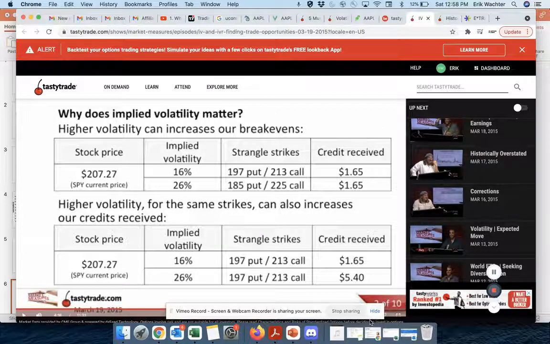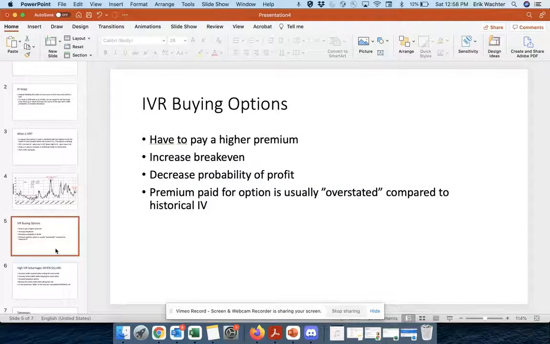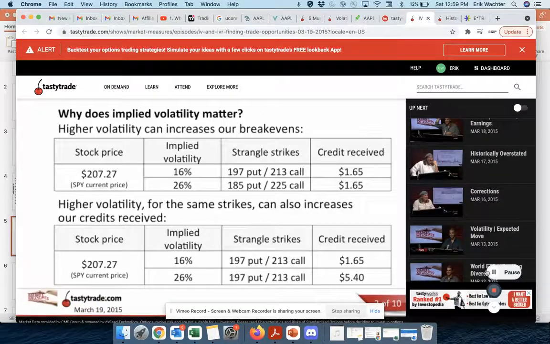Okay, so let's go back. So those are the advantages of selling. So basically all the advantages I just showed you of selling are going to be disadvantages when buying in high premium, high IVR environments. One, you have to pay a higher premium. Okay, so let's pause this and look at another Robinhood example.